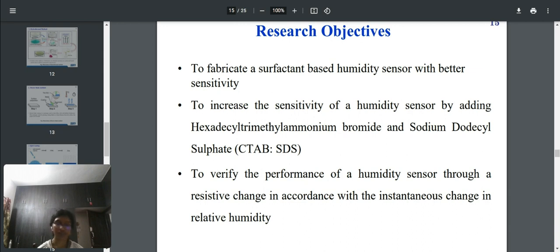By adding the surfactants, the vacancy of the oxygen atom is increased. Therefore, it increases the sensitivity of the humidity sensor. Adding surfactants increases the surface area. Therefore, the sensitivity and efficiency are increased. And surface to volume ratio is also increased.